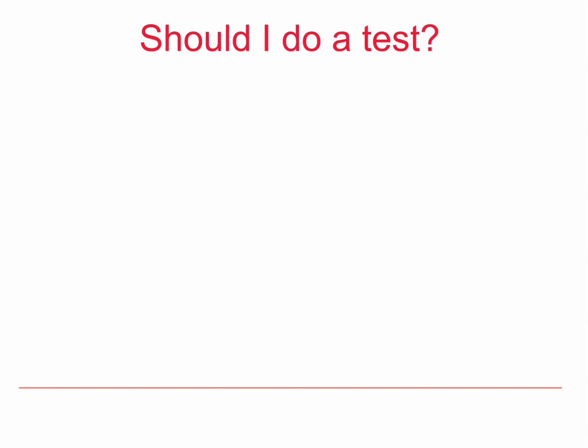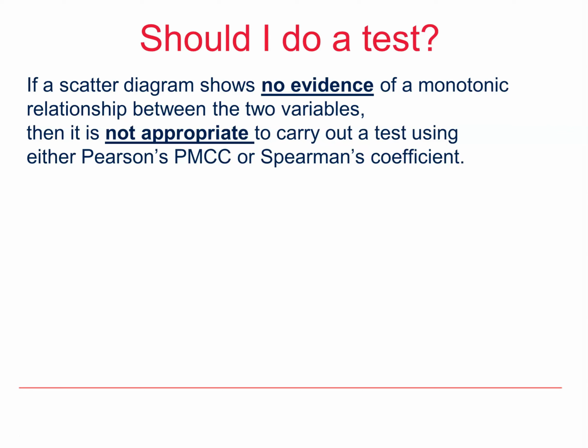The first question to ask is, should I do a test at all? If a scatter diagram shows no evidence of monotonic increasing relationship between the two variables, then it's not appropriate to do a test at all, using either Pearson or Spearman. Remember, in a monotonic relationship, as one increases, the other either always increases or always decreases. Of course, the data will show some variation, but we need a basic monotonic trend, not data which goes down and then up again.